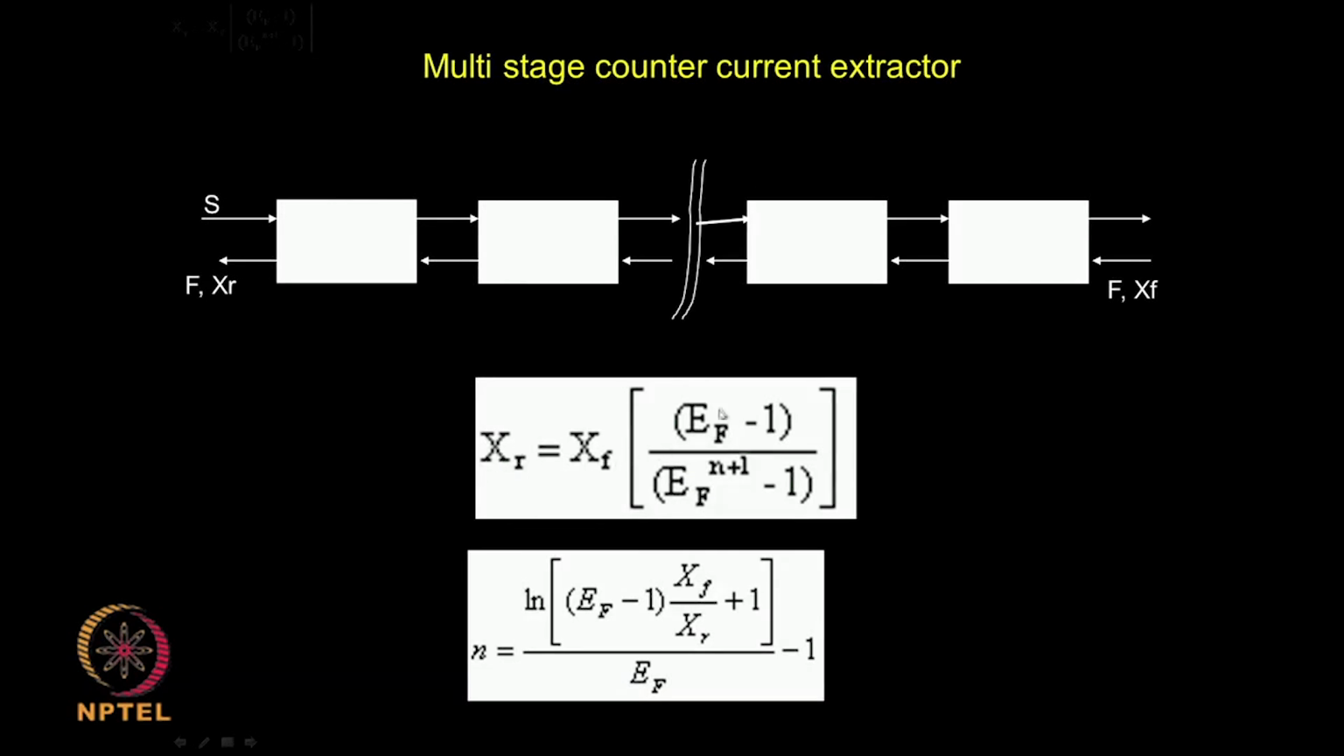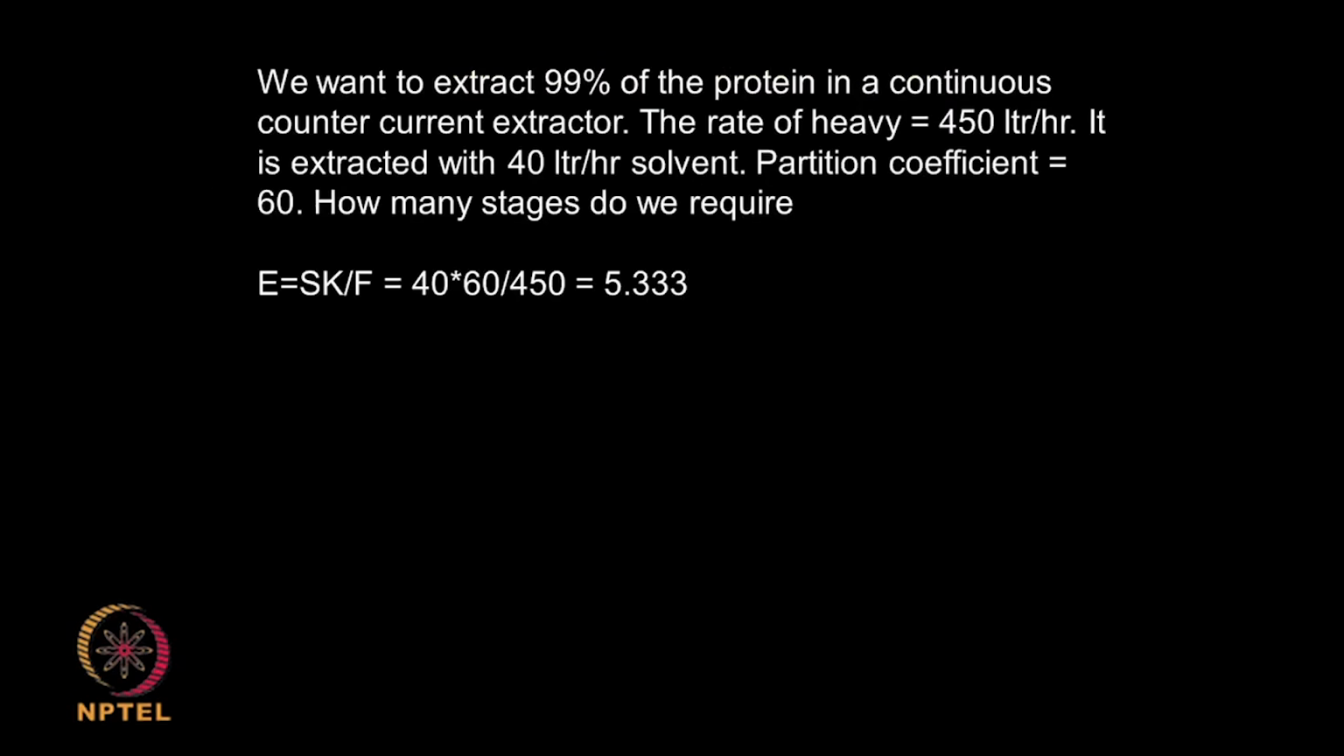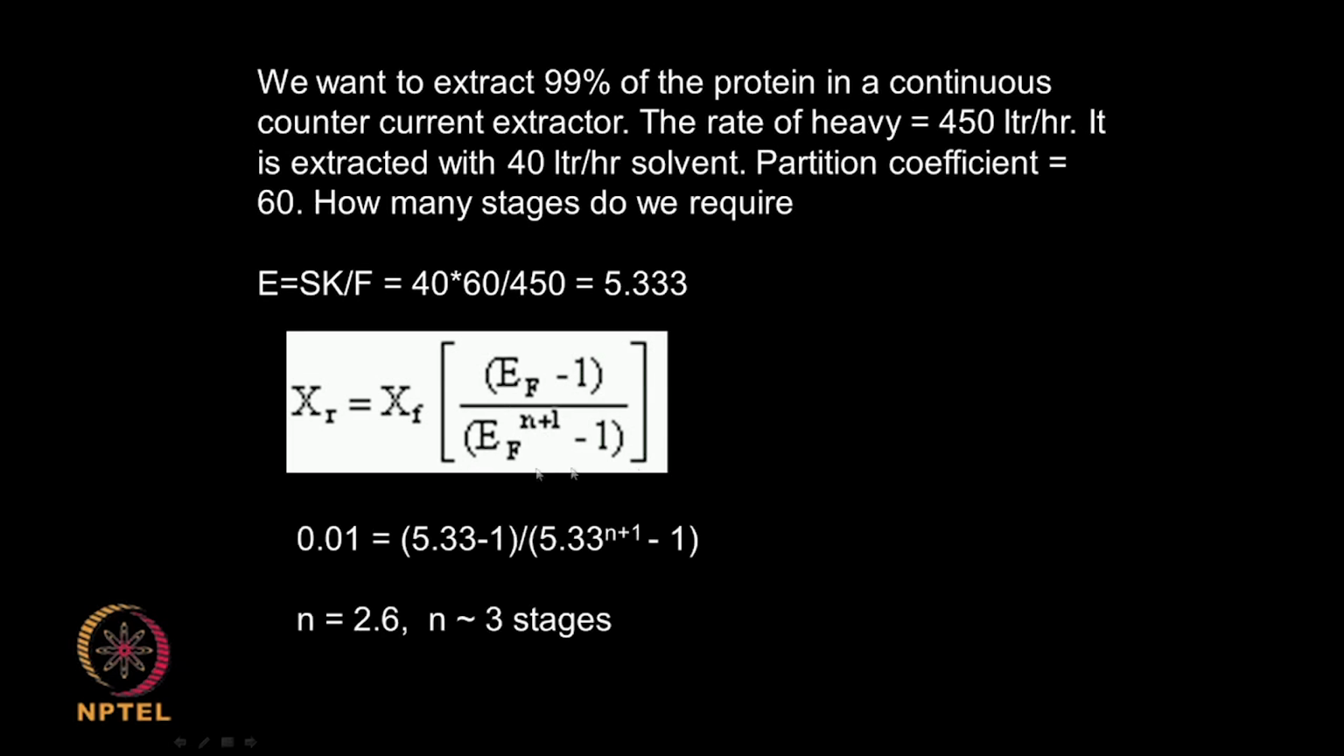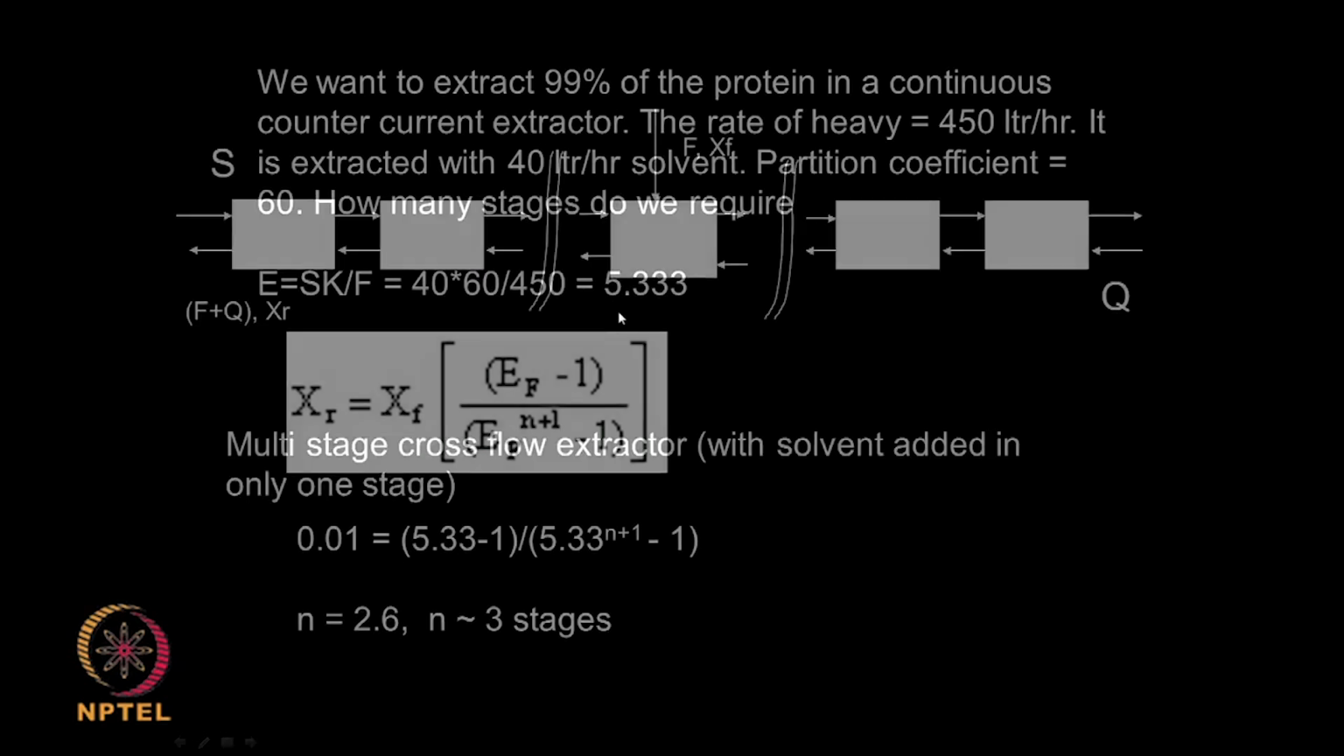So, 0.01 is equal to (5.33 minus 1) divided by (5.33 to the power n plus 1, minus 1). All I have to do is calculate n, simple. So, I use this equation and when I do that I get 3 stages. So, I need 3 stages of counter current liquid extraction to recover 99% of a solute when the E is 5.33. Very useful equation.